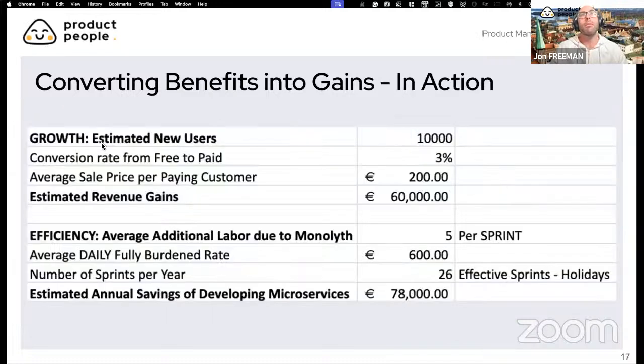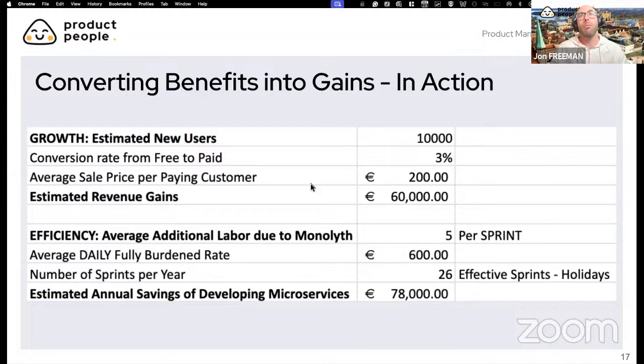So some examples. Growth. Say we estimate that this new feature that we're going to develop is going to get us 10,000 new users. We have an average conversion from free to paid of about 3%, and an average sale price for a paying customer of about 200. For those that convert, boom, this is going to gain us 60,000 euros.